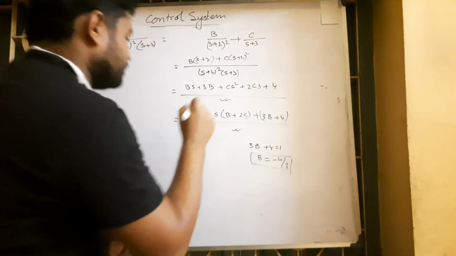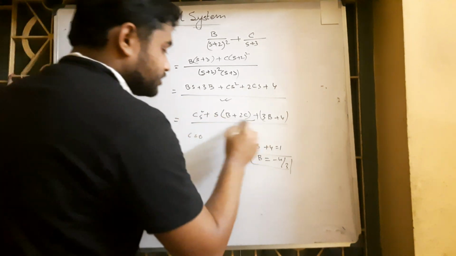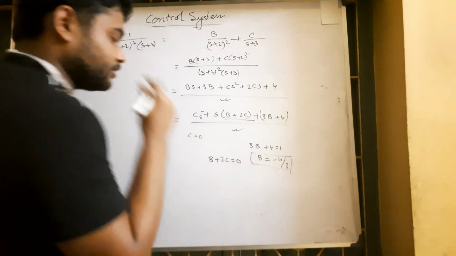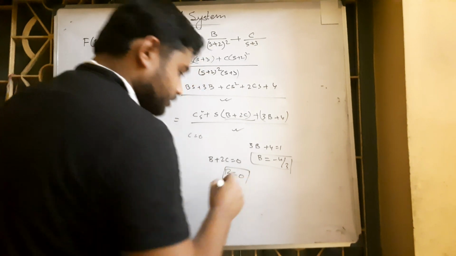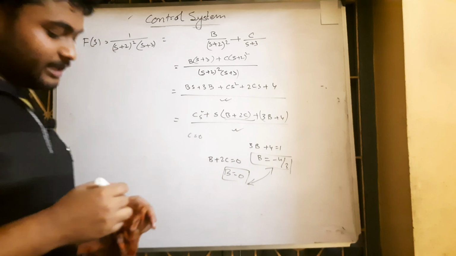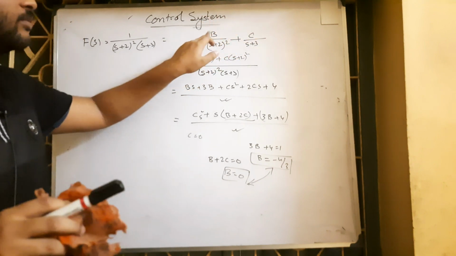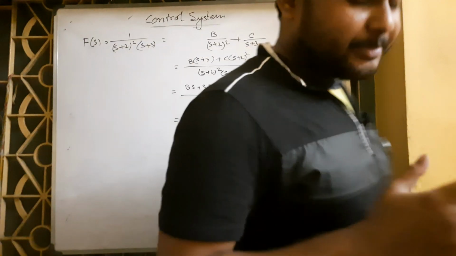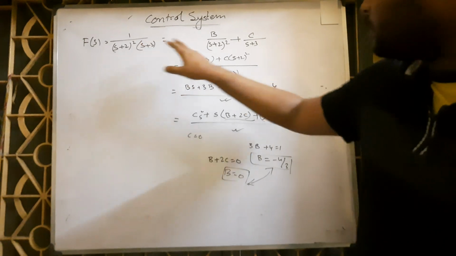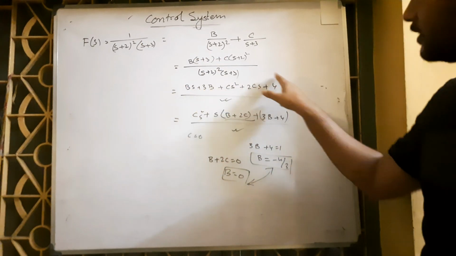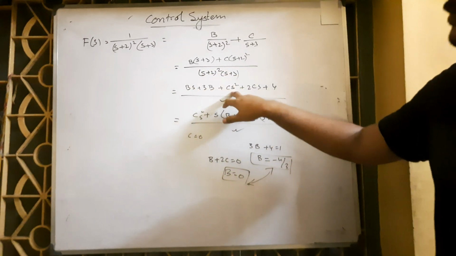The coefficient of s square is 0 here, so C equals 0. Again, the coefficient of s is also 0, so B plus 2C equals 0. Now if C equals 0, B also equals 0. This is a contradiction. That means you cannot convert this into the summation of these two; you need another term. The total order here is 3.